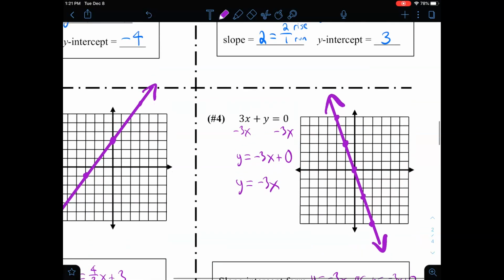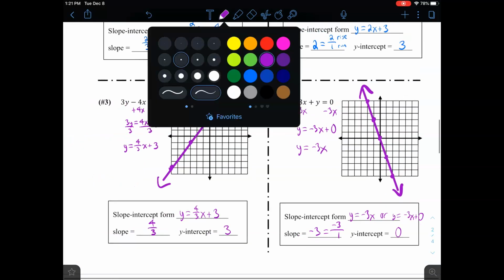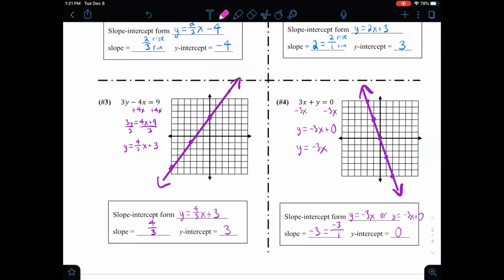Not perfect, but you get the idea. Okay, and that's how you graph lines using slope and y-intercept.